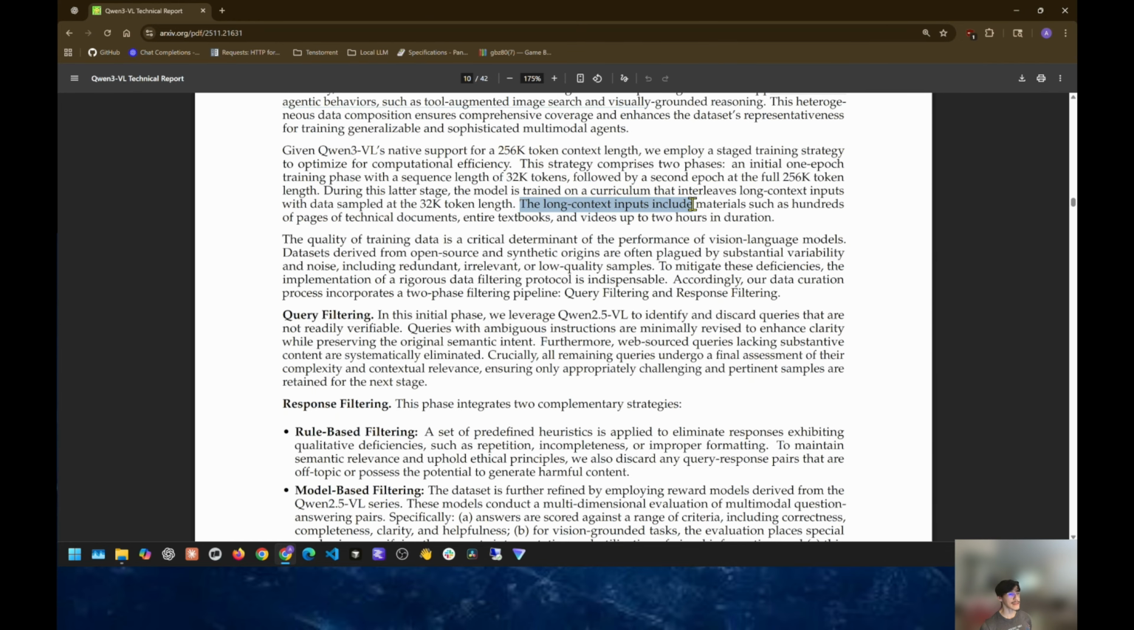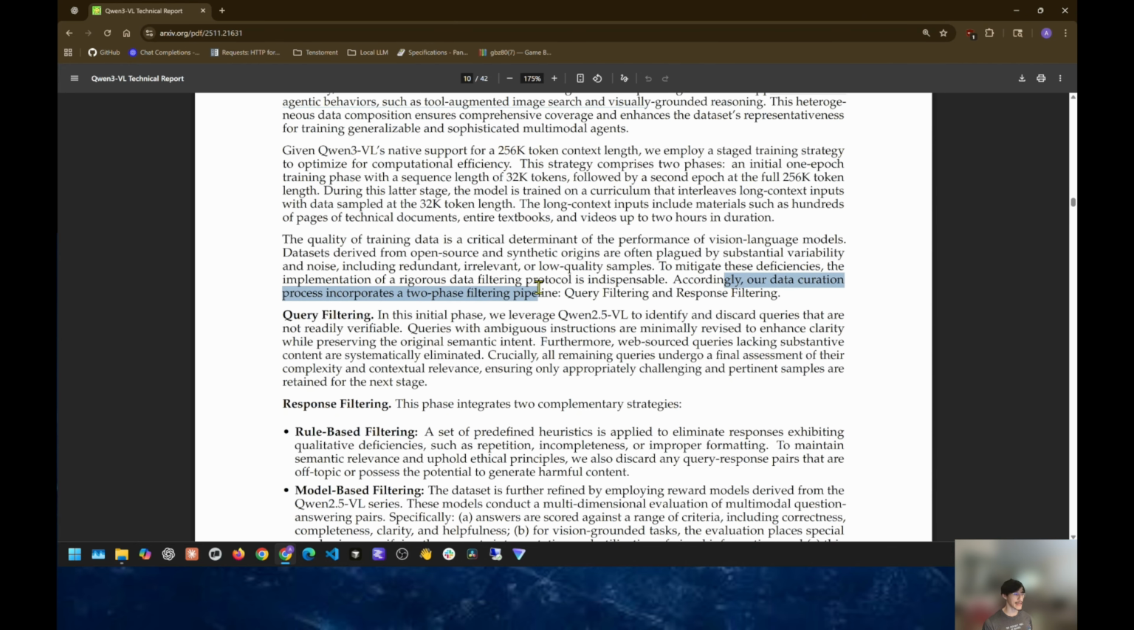These long context inputs include materials such as hundreds of pages of technical documents, entire textbooks, and video up to 2 hours in duration. The quality of training data is a critical determinant of the performance of vision language models. Datasets derived from open source and synthetic origins are often plagued by substantial variability and noise, including redundant, irrelevant, or low quality samples. To mitigate these deficiencies, the implementation of a rigorous data filtering protocol is indispensable.